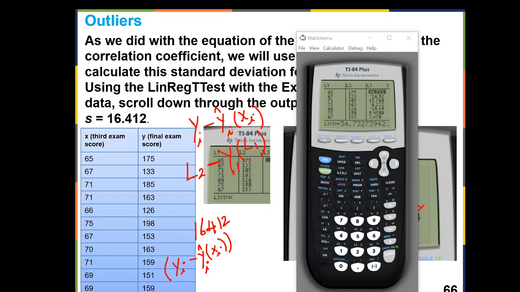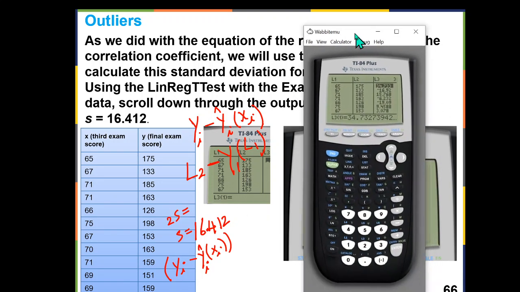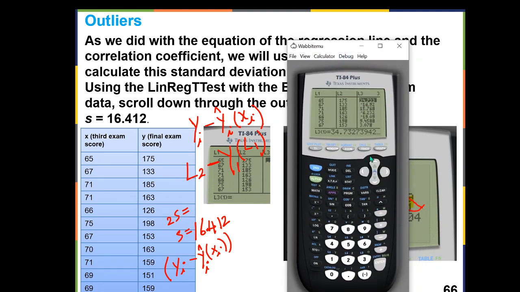Right there. So now we look at these numbers, and we look at 2 times 16 points, because this is s, right? So 2s is going to be 2 times 16.412. What is 2 times 16.412? Well, it's going to be like 32 something, right? Let's say 33. Well, look at this number. That number is 34.7. So that difference is bigger than 2s. And that difference belongs to the first point, right?